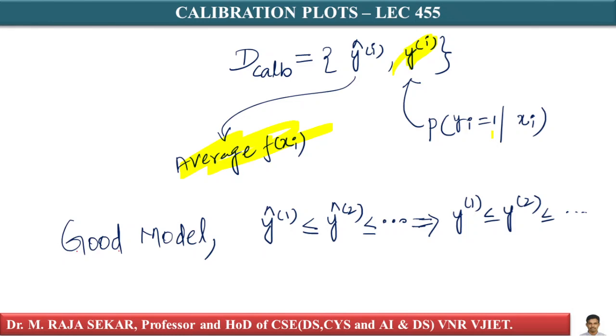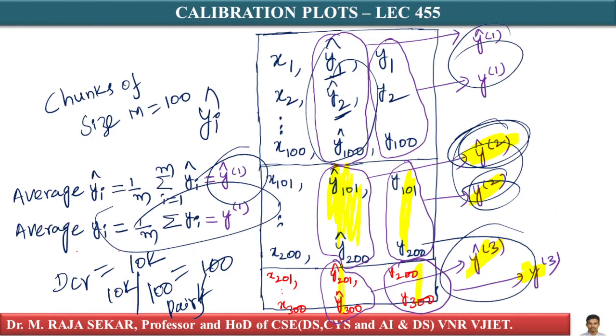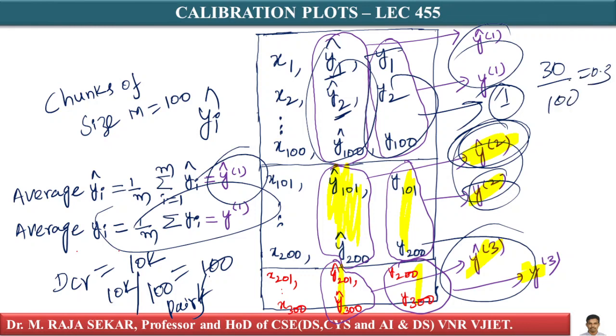Look at what we have to achieve with calibration. What is the probability of y equal to 1 given xi? What does it mean? Let's assume it is a binary classification. Let's assume 30 points in this chunk are 1, the ones in the actual labels. Therefore, what is the probability? 30 by 100, that is 0.3. So y1 is 0.3, which is actually the true probability.